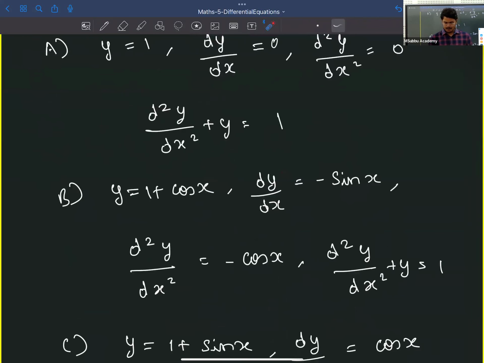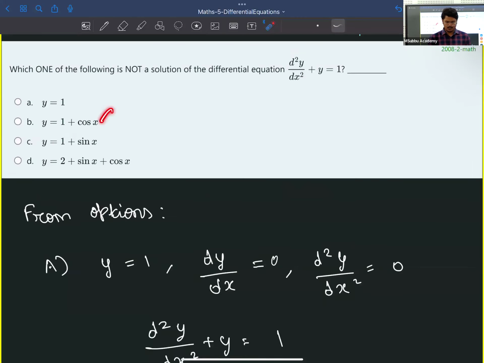So dy by dx, when we differentiate, this will become 0. Cos x differentiation is minus sin x. Again, double differentiation: sin x differentiation is cos x. So minus cos x, you substitute it here, plus y. So y is nothing but 1 plus cos x. So cos x gets cancelled. So 1 is equal to 1. So this can also be the solution.